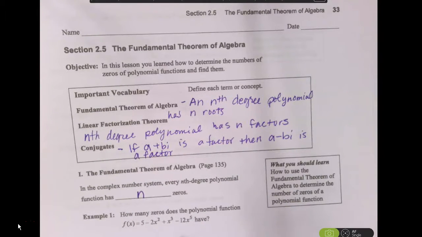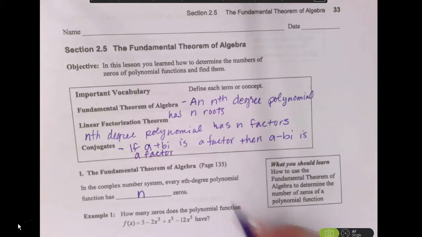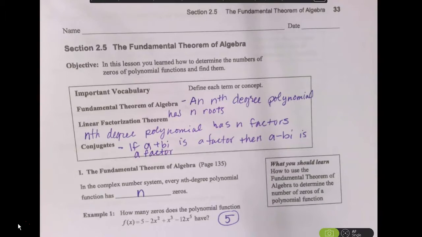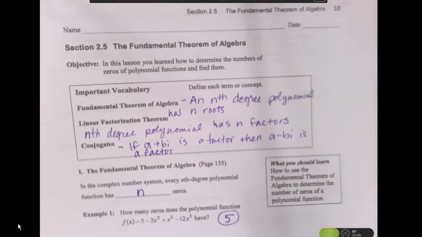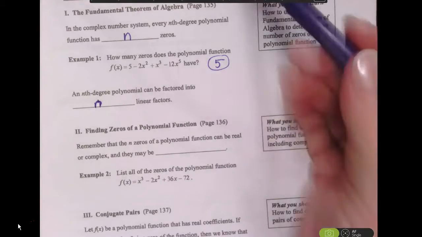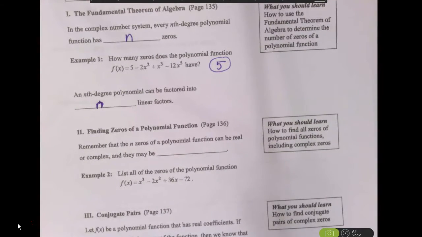How many zeros does this function have? Well, it's 5 minus 2x squared plus x cubed minus 12x to the fifth. So the degree of this polynomial is 5, so it has 5 roots. And this would have 5 factors. An nth degree polynomial will have n number of factors. Okay, so they had us define everything and then define it again. So now let's go ahead and do some work.